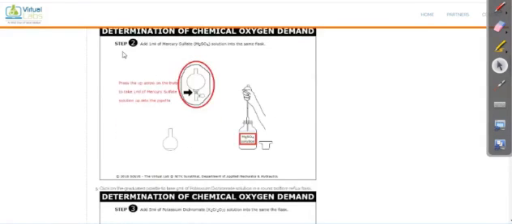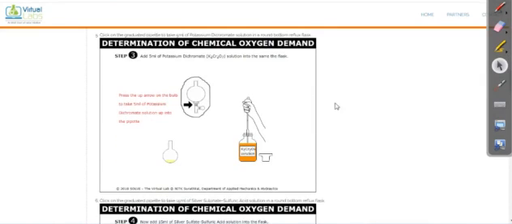Then add 1 ml of mercury sulfate solution into the flask. So we take the mercury sulfate solution and pour it here. So 10 ml of distilled water, 1 ml of mercury sulfate.